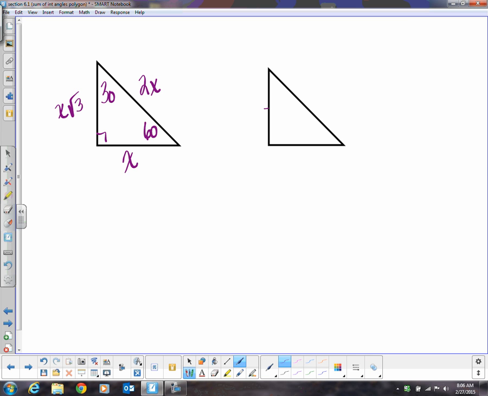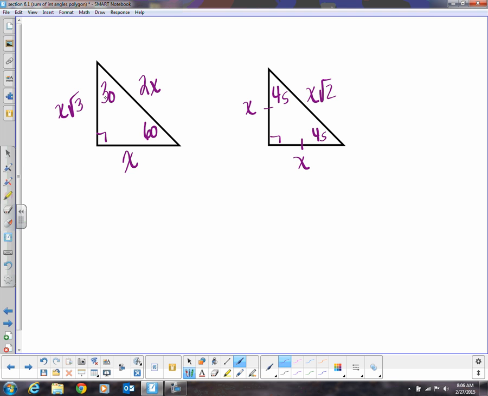They could give you a 45 or they could mark two equal sides. If these two sides are equal and you have a 90-degree angle, those have to be 45, 45. So the legs are x, and the hypotenuse is x square root of 2.